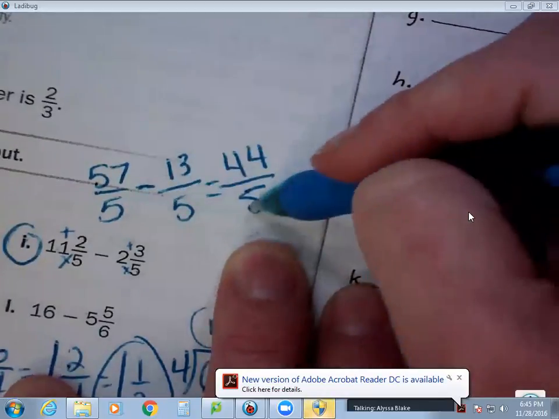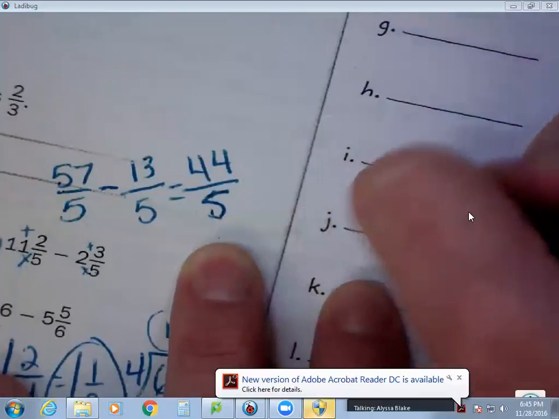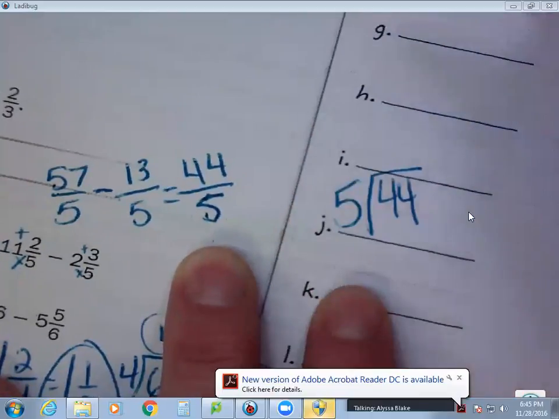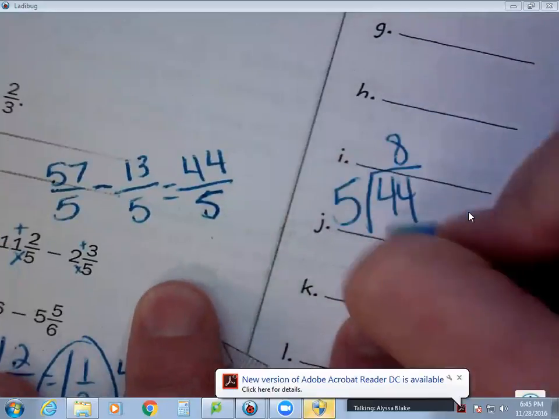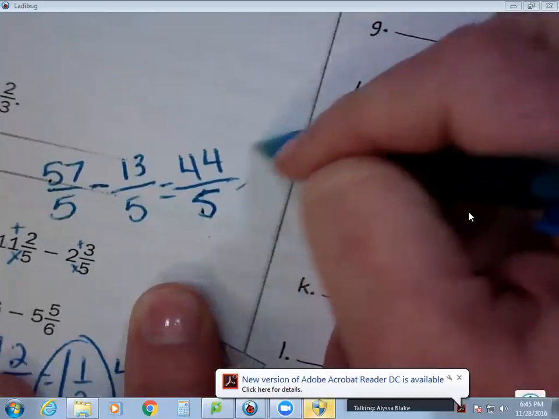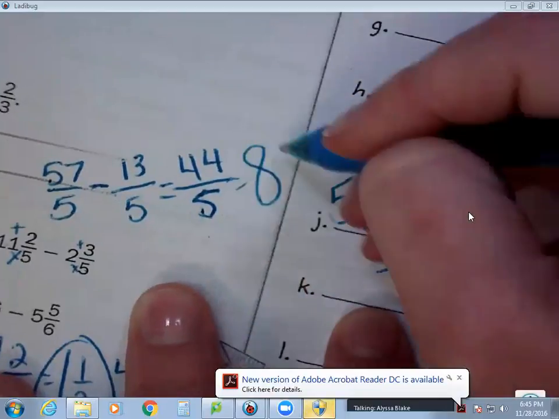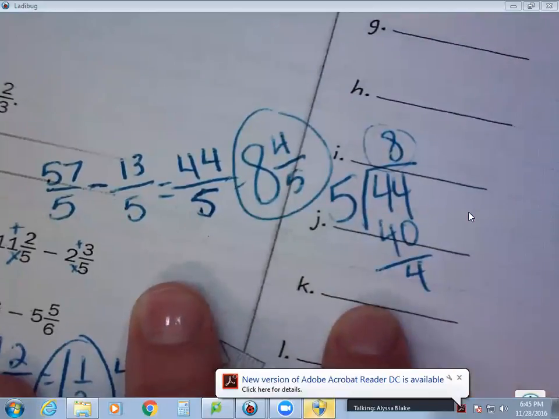Again, we have to change this improper fraction back into a mixed number. We have to see how many whole groups of 5 there are. So I'm going to do 44 divided by 5. I know that 5 times 8 is 40. And that leaves me with the remainder of 4. So 8 is my whole number. I've got 8 groups of 5 with 4 little fifths left over. And that is simplified because 5 is prime.